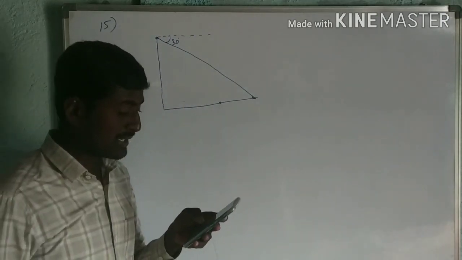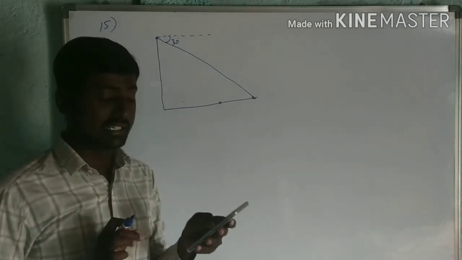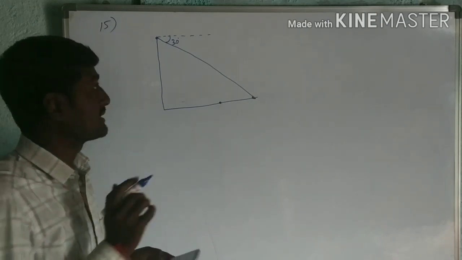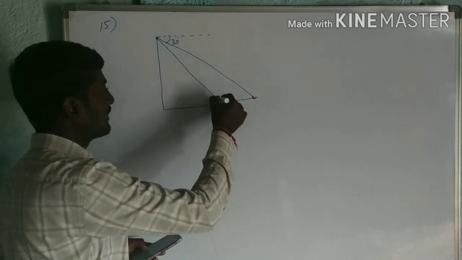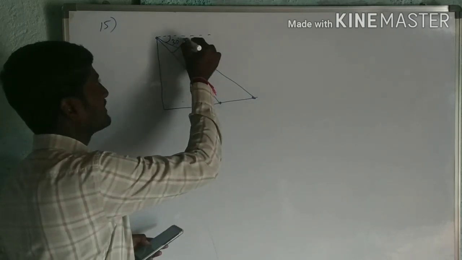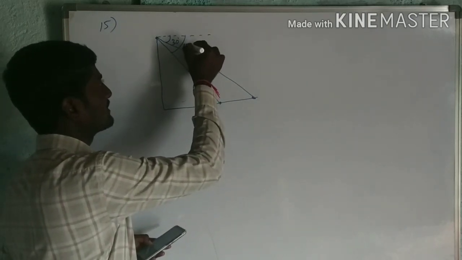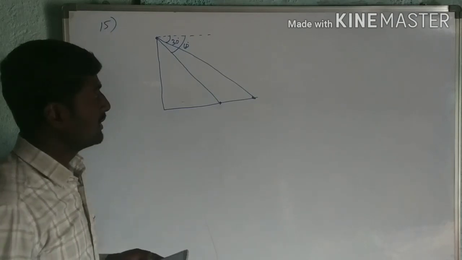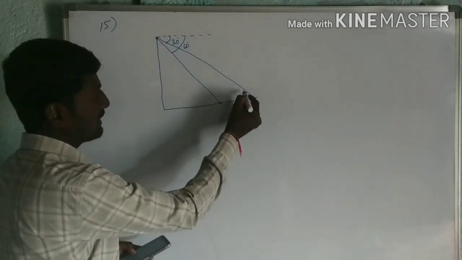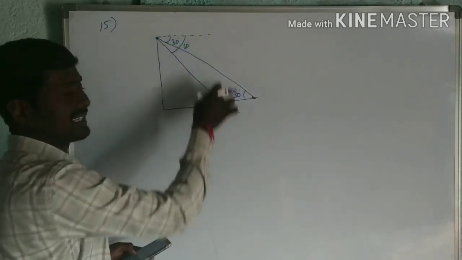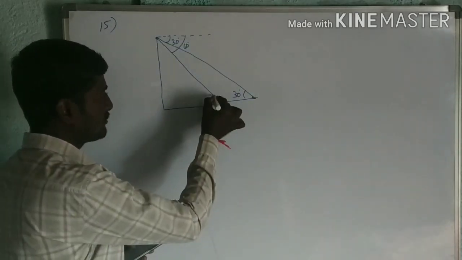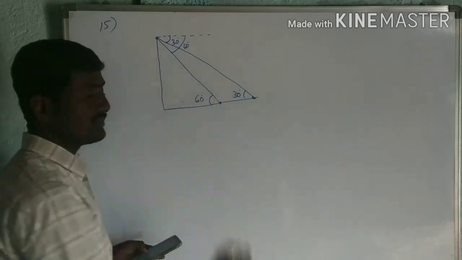Now the angle of depression given here is 60 degrees. So this is a 60 degree angle. Now if this is 30 degrees, this will be 30 degrees, because these two lines are parallel to each other at right angles. And this will be 60 degrees.